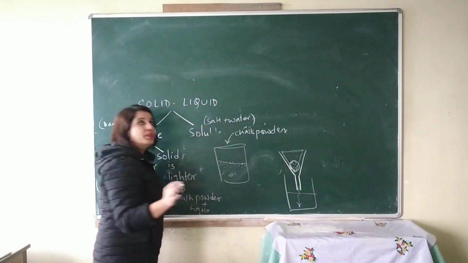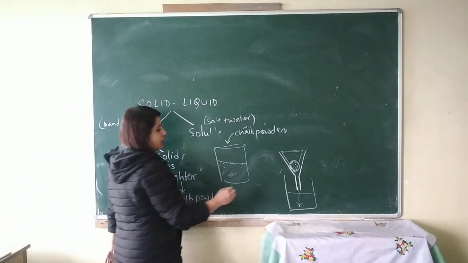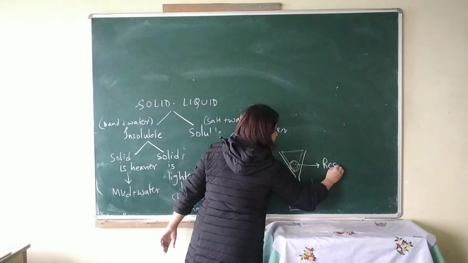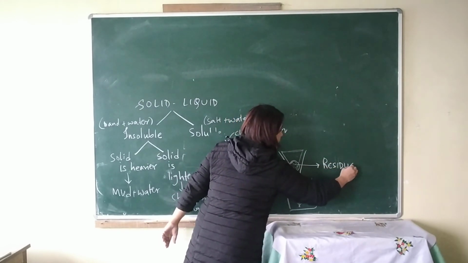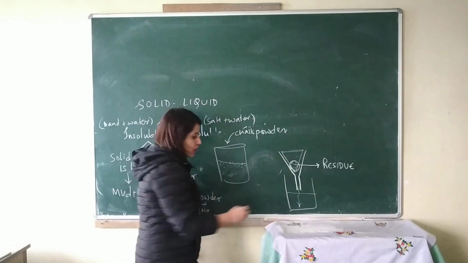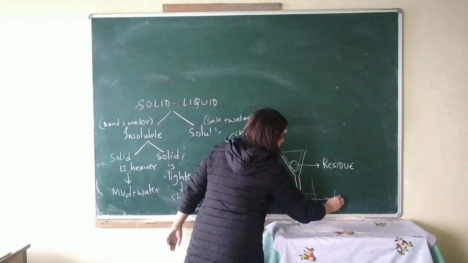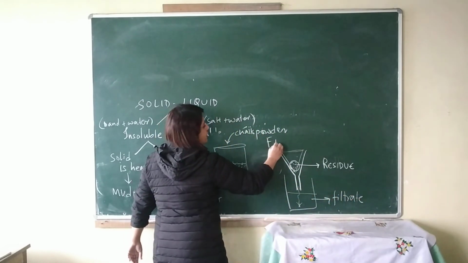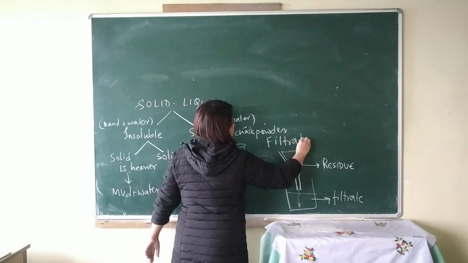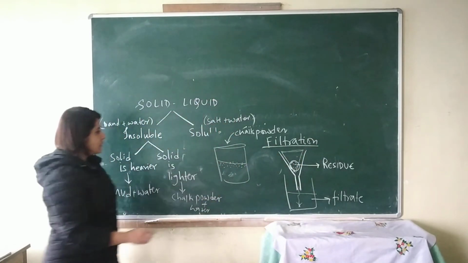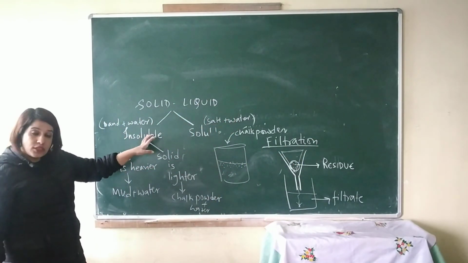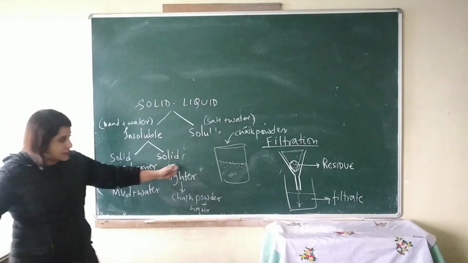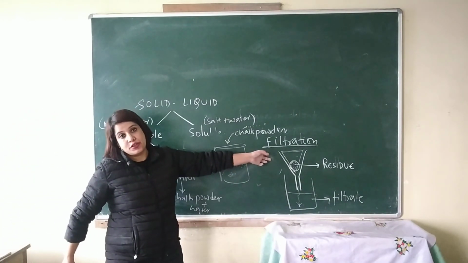What is left behind in the filter paper is called residue, and the clear water that comes down is known as the filtrate, and this method is known as filtration. So the process used for an insoluble solid liquid mixture in which the solid is lighter is known as filtration.